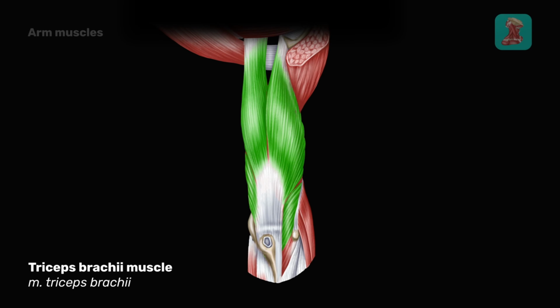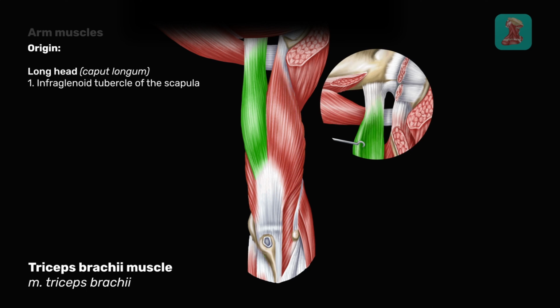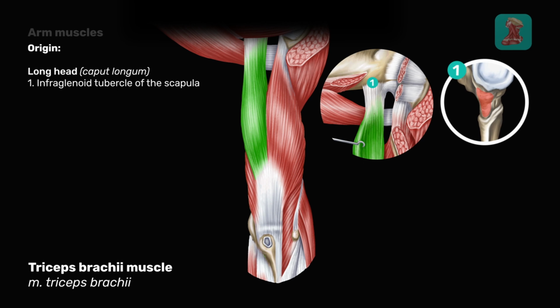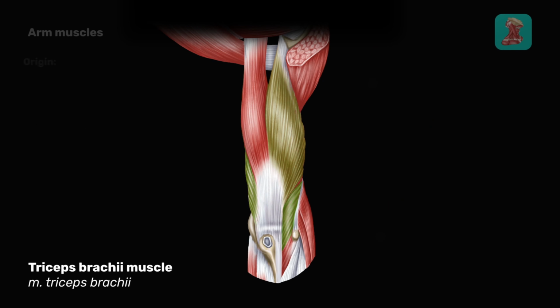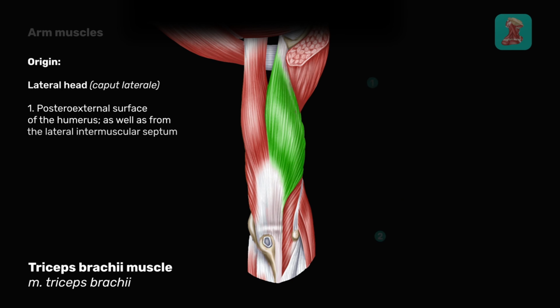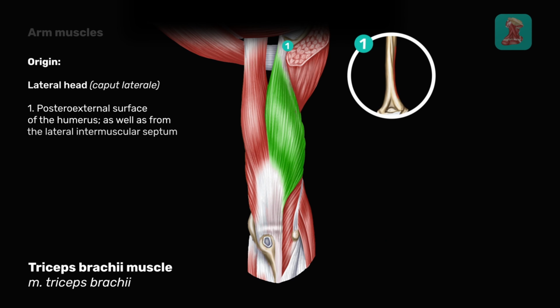The triceps brachii muscle. Origin. The long head arises from the infraglenoid tubercle of the scapula. The medial head arises from the posterior surface of the humerus medial to the radial groove, as well as from the medial and lateral intermuscular septa of the arm. The lateral head arises from the postero-external surface of the humerus, as well as from the lateral intermuscular septum.